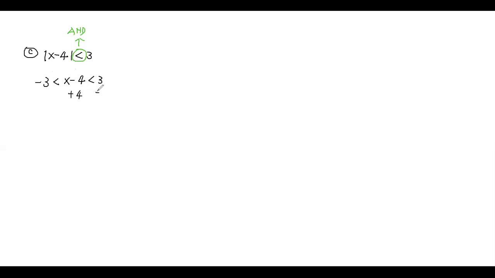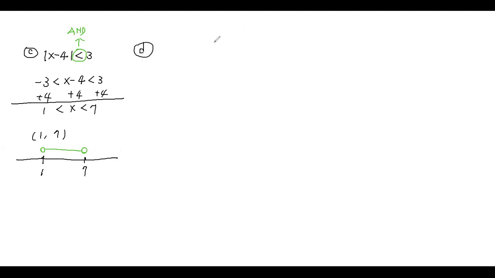You just plus 4, plus 4, plus 4. So what is here? This is 1. X is what? 7, right? So you can write the solution as 1 to 7 in interval notation, or you can just plot it on the real number line. Here, this is from here to here. Okay, so this is how we do absolute value. I can switch this to be greater than, and then you need to break it into two branches.